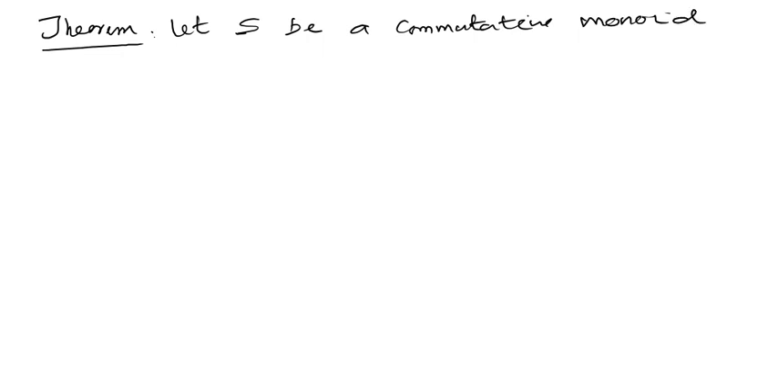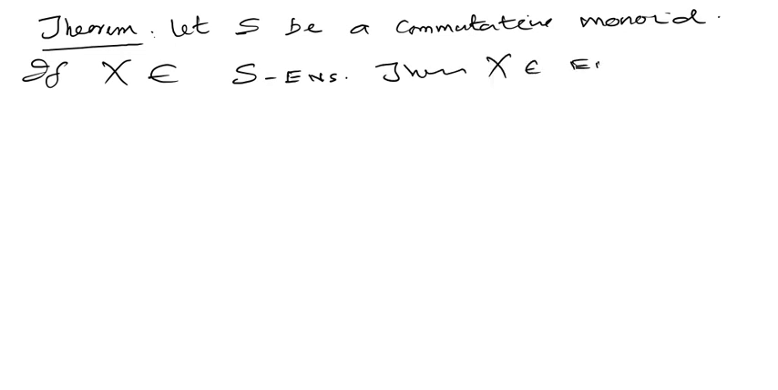So let S be a commutative monoid. It's a commutative monoid. And if X belongs to S-ENS, which means X is a left S system, then X also belongs to ENS-S. It's also a right S system.